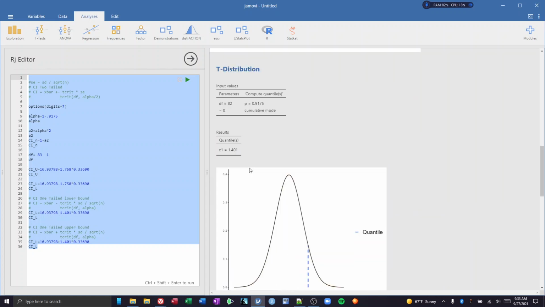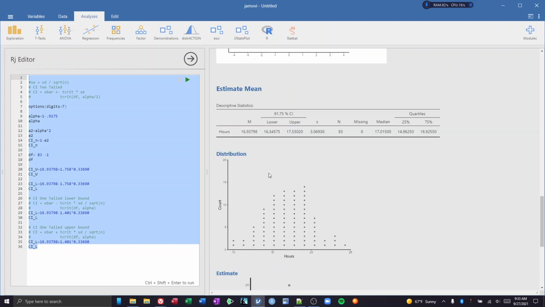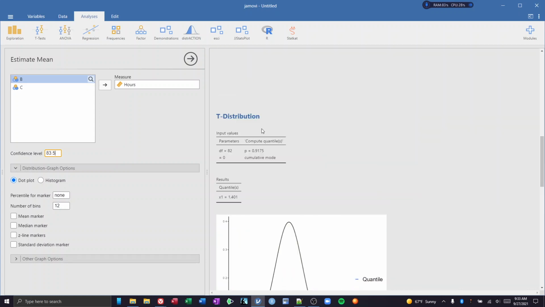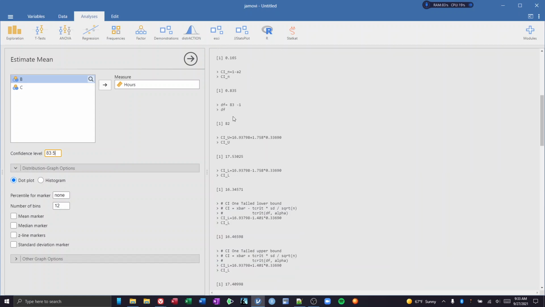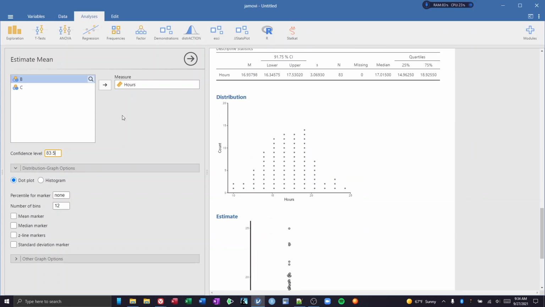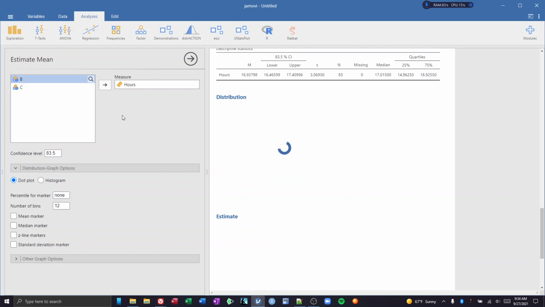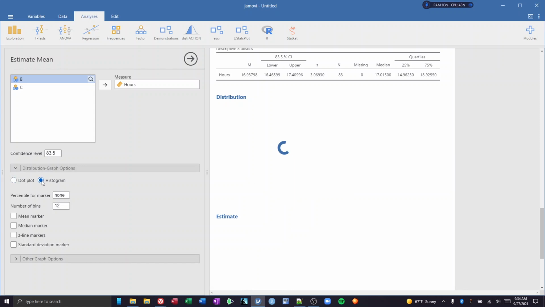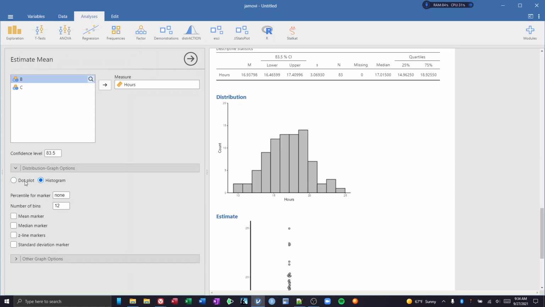We're going to take that 0.835 and go back into our estimates here so that we can get our confidence interval. So we're going to do 83.5. Double check, make sure that was right. 83.5. I'm going to hit enter real quick. And should we do a histogram? No, we'll go back to the dot plot.